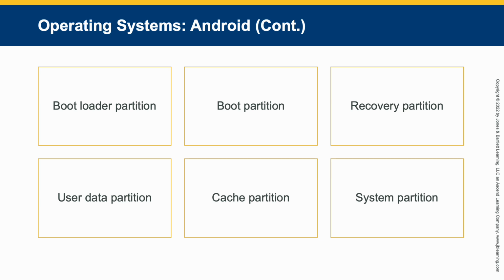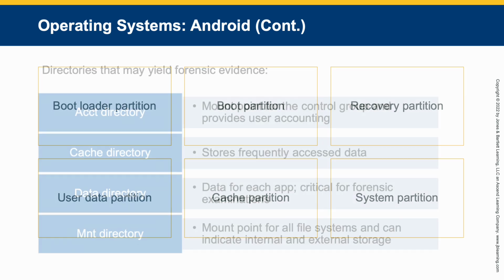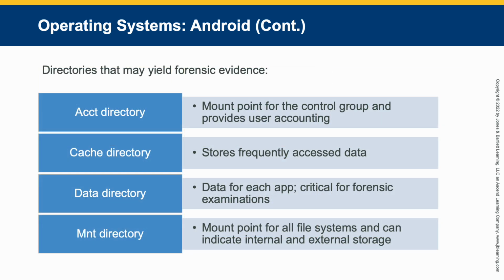The Android operating system has a bootloader partition, boot partition, recovery partition, user data partition, cache partition, and system partition. It has an ACCT directory or account directory, cache directory, data directory, and MNT directory, which is the mount point for all file systems and can indicate internal and external storage.